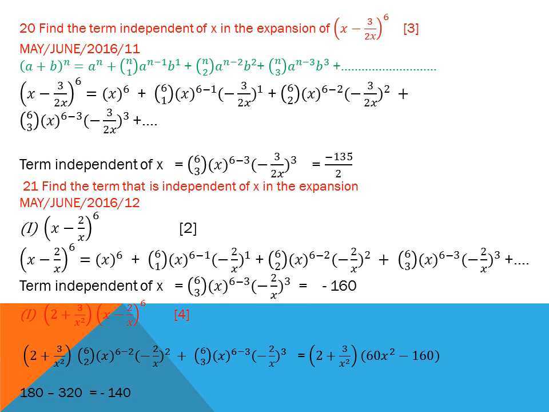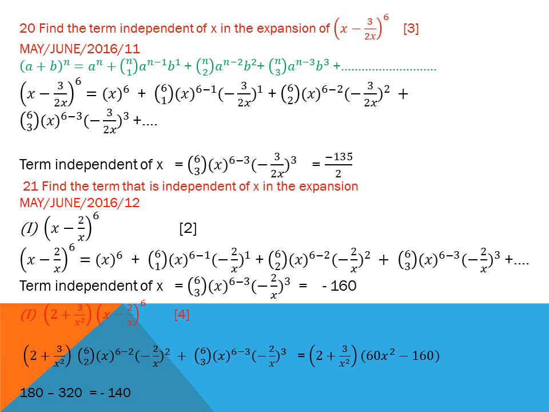In question number 20, find the term independent of x here. So most of the questions are related to the term independent of x here. If you focus on the strategy of the examiner, he is again and again asking about the term independent of x because it's a little bit difficult to understand the term independent of x.